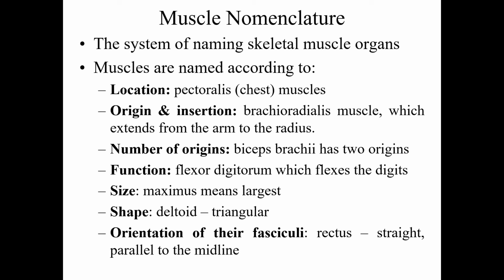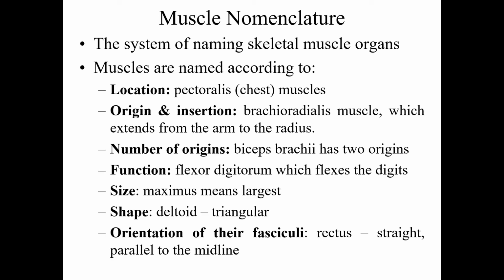Next is the number of origins. For example, biceps brachii has 2 origins. Kaya siya tinawag na biceps kasi bi meaning 2. Another example is the triceps. It has 3 origins, 3 heads. Kaya siya tinawag na triceps. Next is the function. For example, flexor digitorum, which flexes the digits. Flexor meaning flexion, digitorum meaning digits. That's why it flexes the digits.